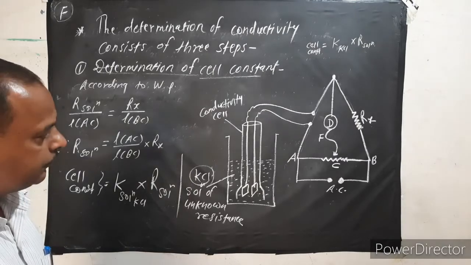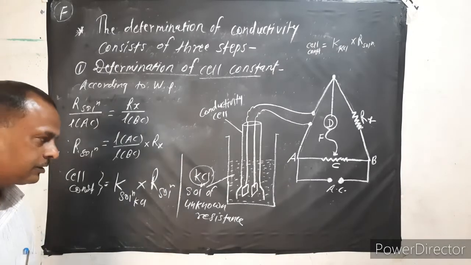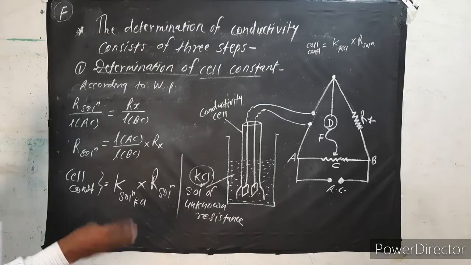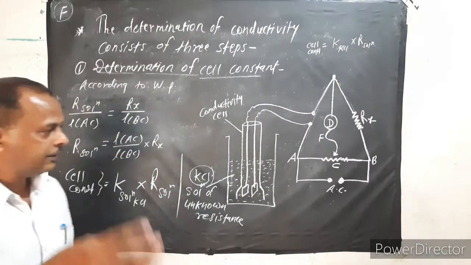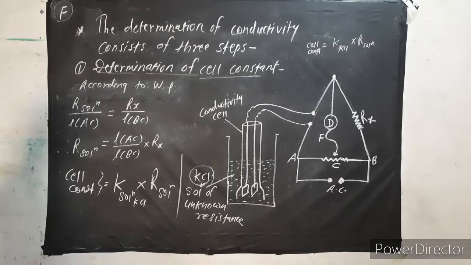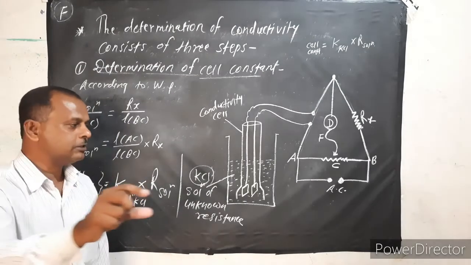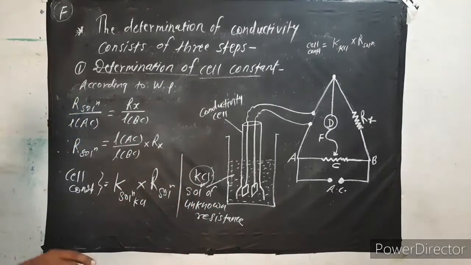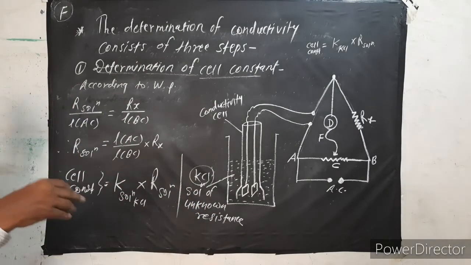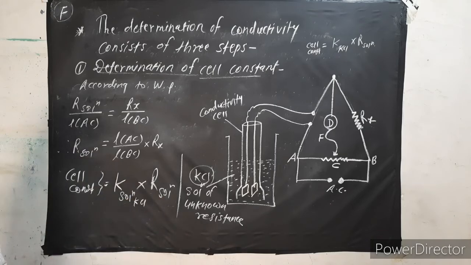The Wheatstone bridge principle is nothing but that the ratio of resistance of one edge is exactly equal to the ratio of the other edge. At that time, no current flows through the midpoint. So that is a null point. This is just the Wheatstone bridge principle.